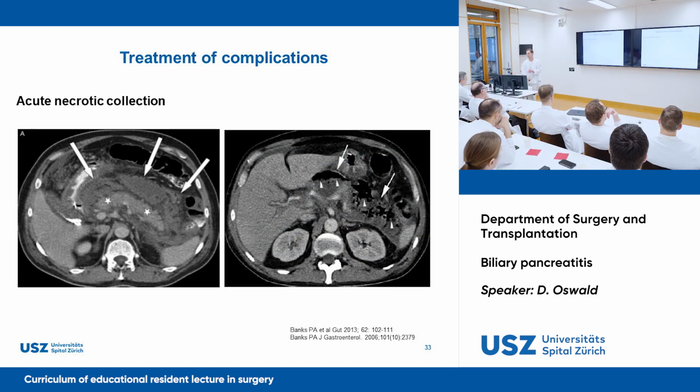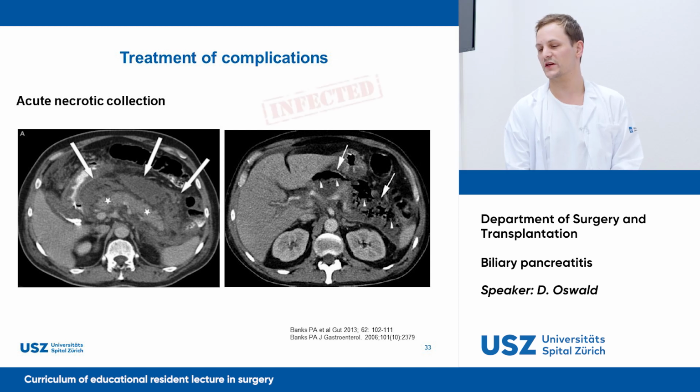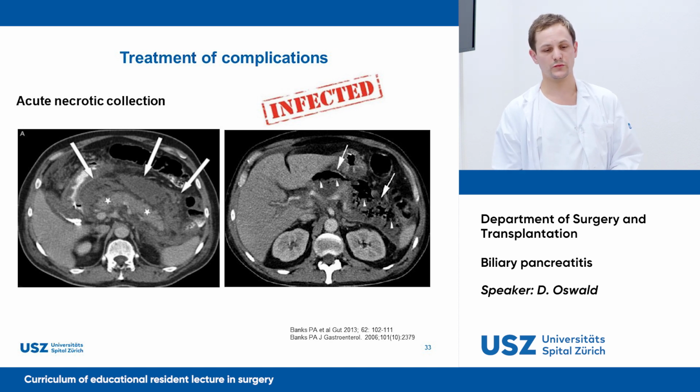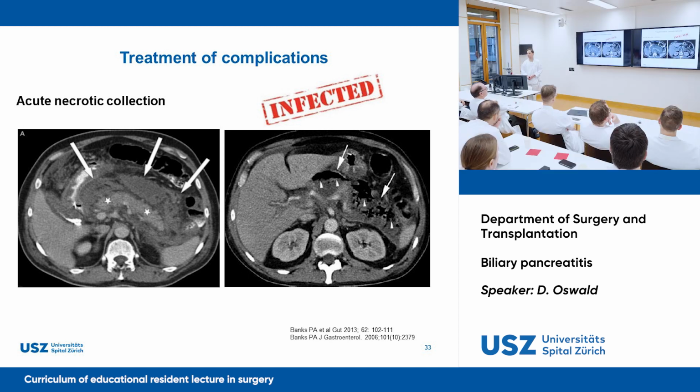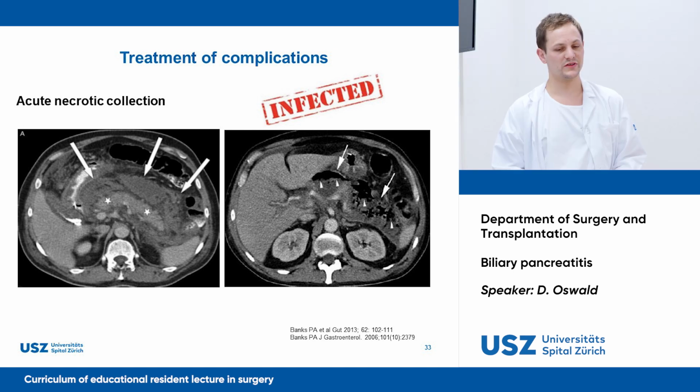We made this CT scan, so what can we see in these scans? That's the picture we saw before, this acute necrotic collection. But sometimes, if the patient doesn't improve, we have this picture with the presence of gas within the necrosis. That's a clear sign of infected necrosis. That's a dreaded complication, and approximately one third of all patients with necrosis develop infected necrosis. The majority of the infections are from gut-derived organisms such as E. coli, Pseudomonas, or Enterococcus.